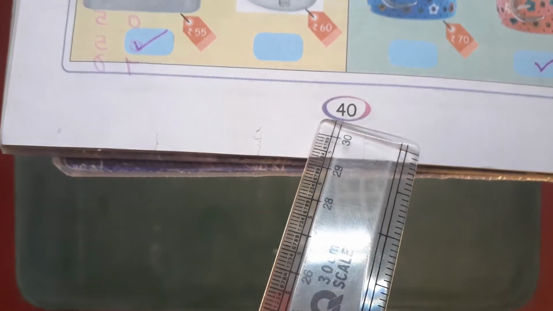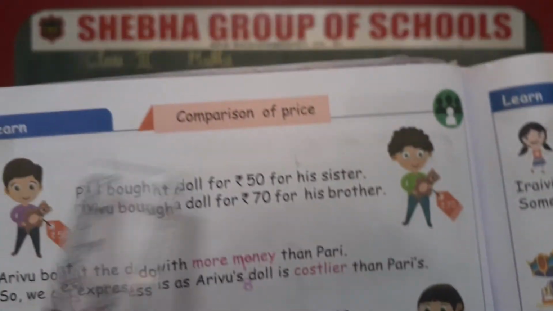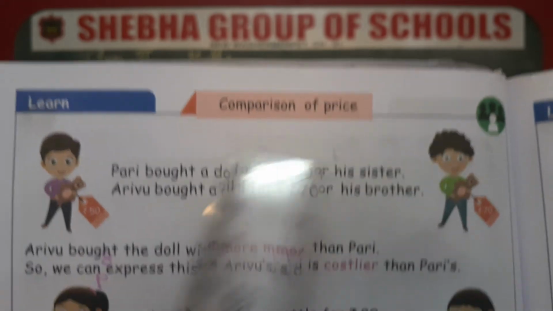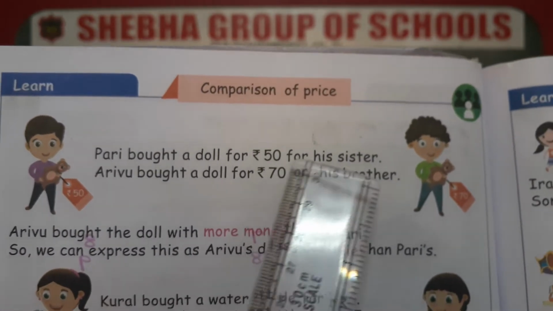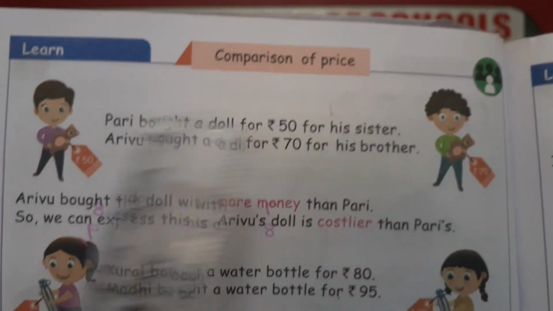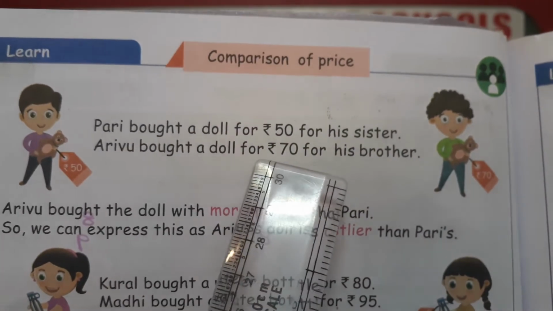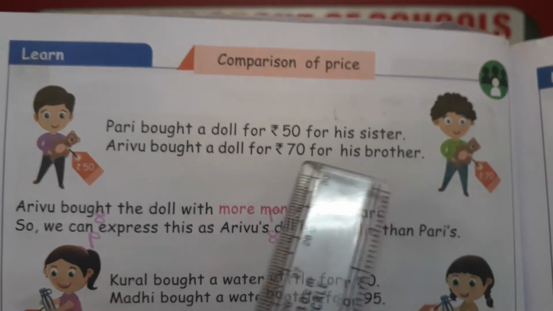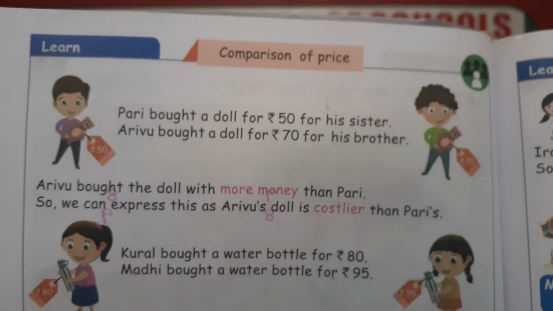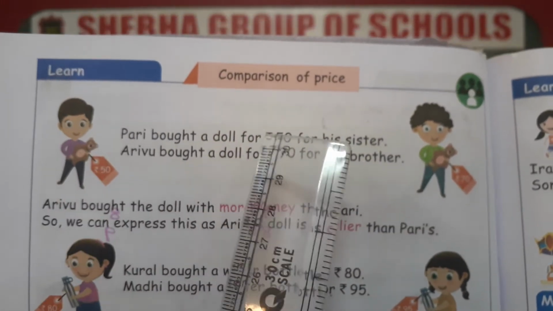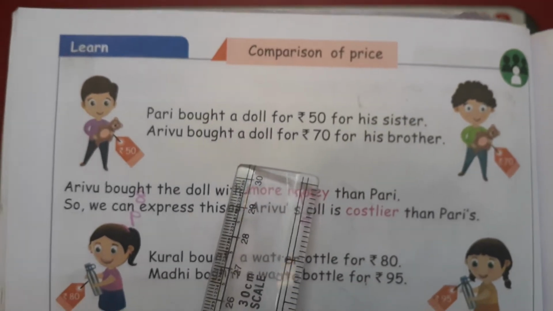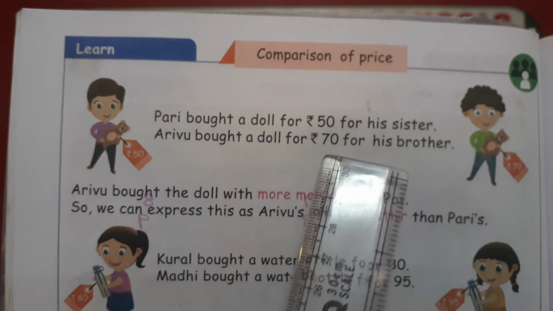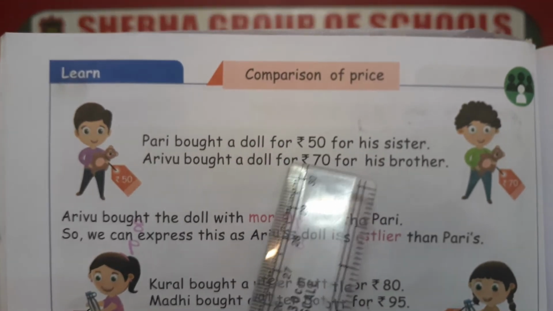Students, take page number 40 in your third term maths book. Comparison of price. Pari bought a doll for rupees 50 for his sister. Arivu bought a doll for rupees 70 for his brother. Students, which is costlier? 50 rupees doll or 70 rupees doll? Yes, 70 rupees doll is costlier than 50 rupees. Okay?